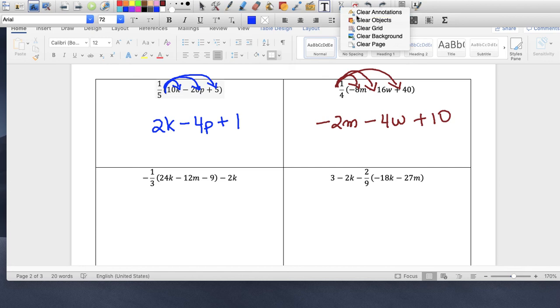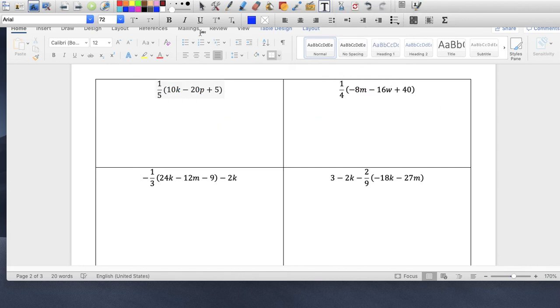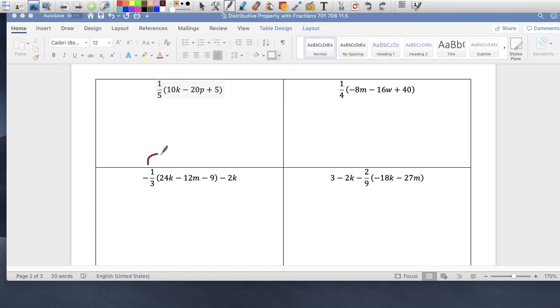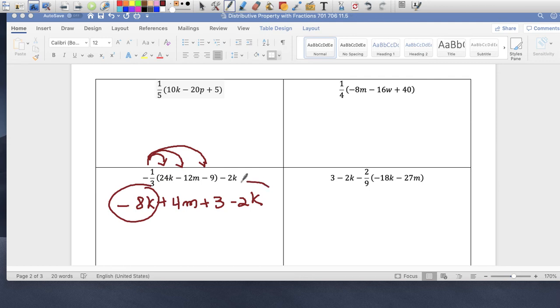They're not like terms. This one, negative times a positive is a negative. 1/3 of 24k is 8k. Negative times a negative is a positive, and 1/3 times 12 is 4m. Negative times a negative is a positive, and 1/3 of 9 is 3. And then minus 2k. Combine like terms? Yes, I can combine this guy with this guy.